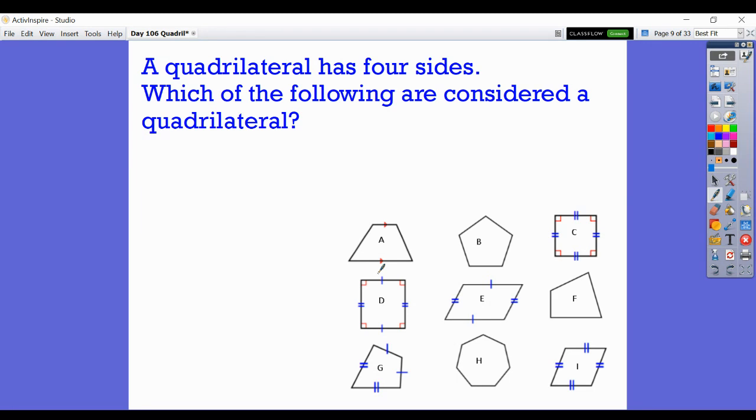All right, you're back, so you must have answered the question. So let's see. We have A, yes, four sides. C, yes, four sides. D, yes, four sides. E, yes, four sides. F, yes, four sides. G, yes, four sides. I, yes, four sides. Not B, it has five sides. Not H, it has more than four sides. So we're looking for those shapes that have four sides.